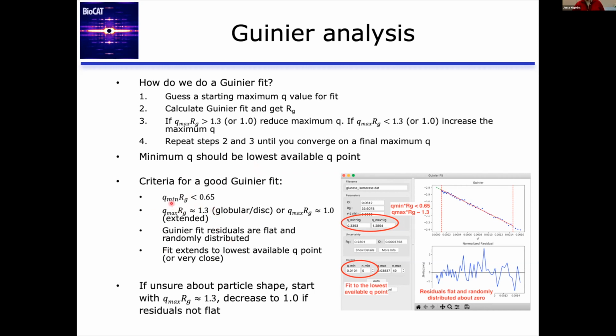The first of these is you want enough fit range. So Q min times Rg ideally less than 0.65, fitting to your lowest Q point. Qmax times Rg is about 1.3 for something that's globular or a disk, and Qmax times Rg about 1 for something that's extended.